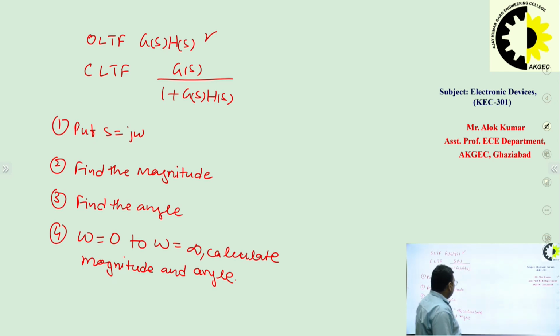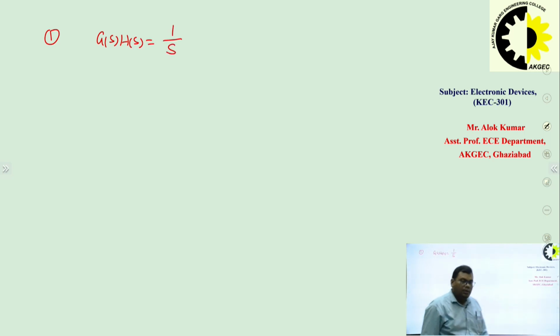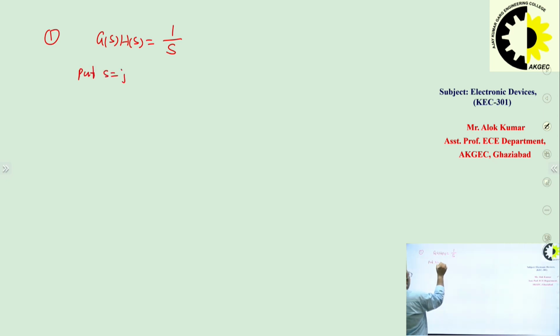So we will start with simple examples. The first example: G(s)H(s) is 1 upon s, that is, we have one pole at the origin. For this we have to draw the polar plot. The first step will be to put s equal to j omega, so G(j omega)H(j omega) is equal to 1 upon j omega.